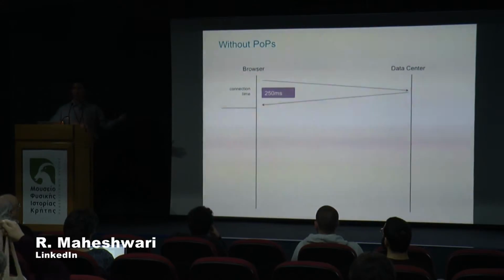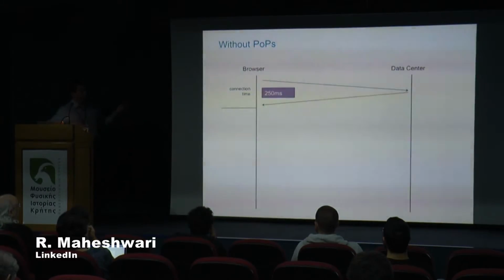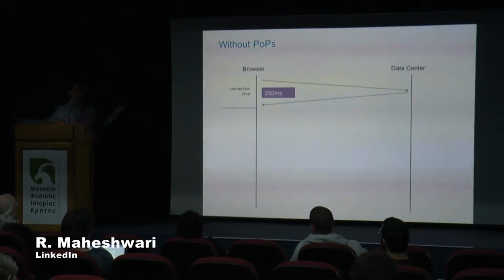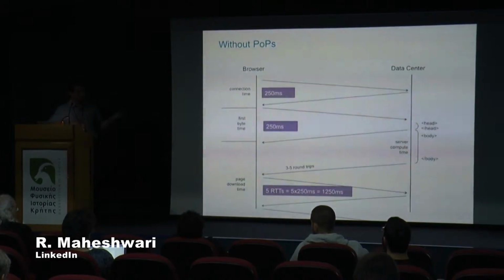So let's imagine a world without POPs. We'll have a user trying to access LinkedIn.com, assuming the user is in a far away place with a 250 millisecond round trip to our data center in the US. So the connection establishment will take 250 milliseconds. The browser would send an HTTP GET request. The data center will flush the head as soon as possible. That will result in 250 milliseconds of first byte time.